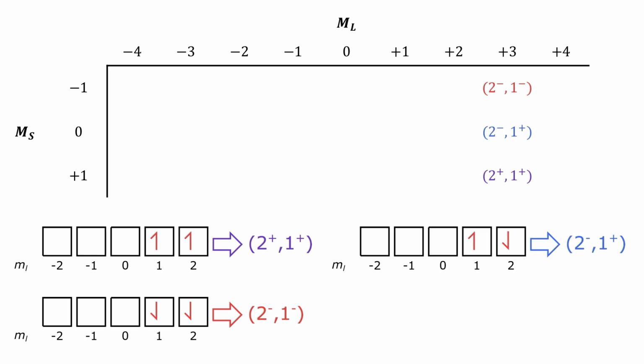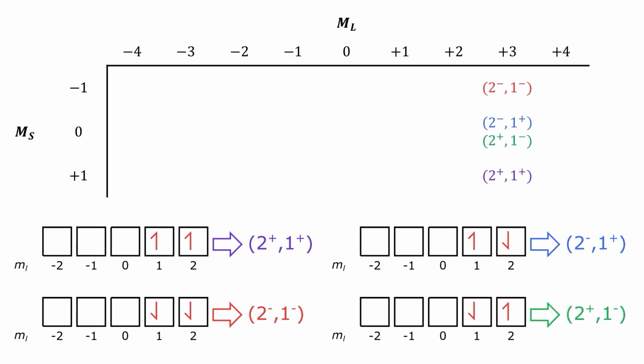A third option is to have one electron spin up and the other spin down, which makes sense because they cancel each other out, as plus a half minus a half is going to be 0. Changing which is spin up and which is spin down in this configuration will give a different microstate of 2 plus and 1 minus. Now we have described 4 microstates.